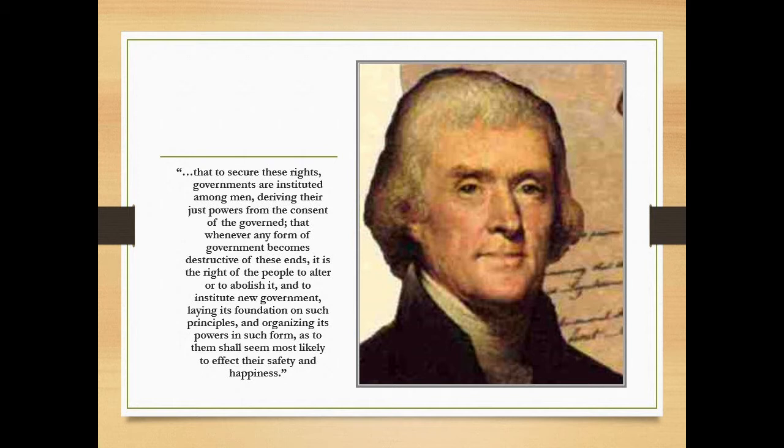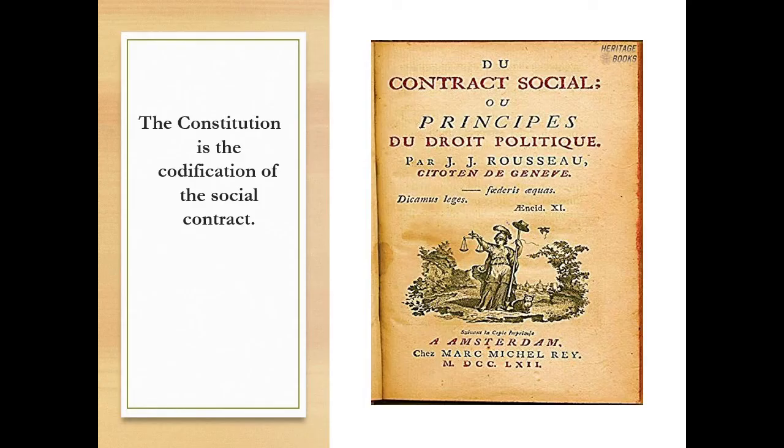Interesting. So what's true in the Declaration of Independence better darn well be in the Constitution, or we lose the principles that it was formed on. The Constitution is the codification of the social contract. Codification is simply a $10 word that means being made into law.